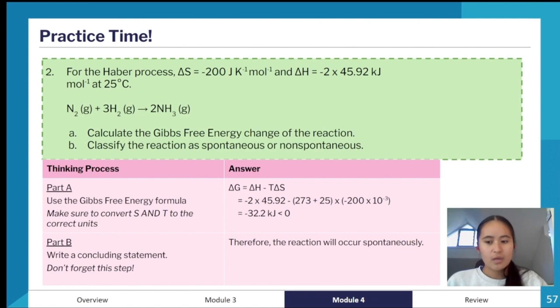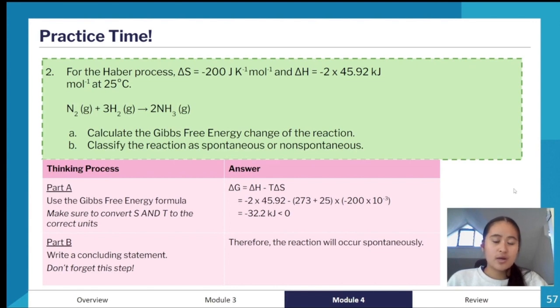So here, what you would do is write that concluding statement that says, therefore the reaction will occur spontaneously, or something simple like that, or therefore the Haber process occurs spontaneously at this temperature. Something along those lines to let them know that you've answered the question and you're done. So that's basically all that you need to do for Gibbs free energy. It's all just using that formula and calculating that formula.